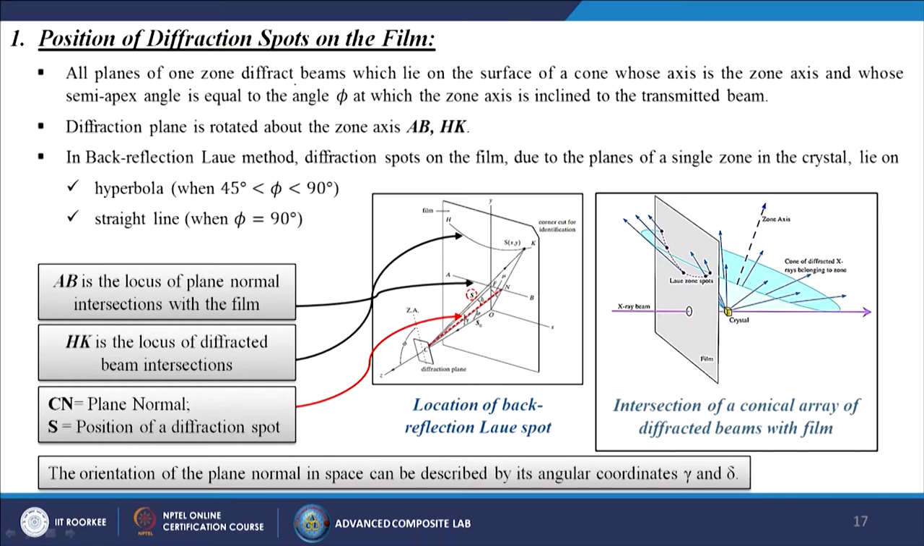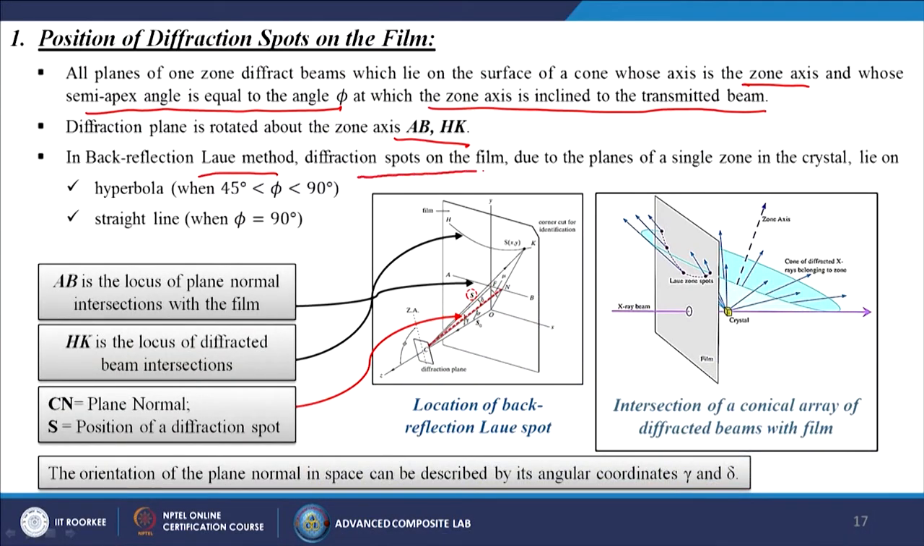All planes of one zone diffract beams which lie on the surface of a cone whose axis is the zone axis and whose semi apex angle is equal to the angle phi at which the zone axis is inclined to the transmitted beam. So, this is the phi, this is the zone axis and this is the diffraction beam. So, the diffraction plane is rotated about the zone axis AB and HK. Suppose a plane is over here, then the diffraction point is going over here, then the plane is rotating this way. So, automatically there will be a line or maybe an ellipse formed in this particular zone on the film itself.